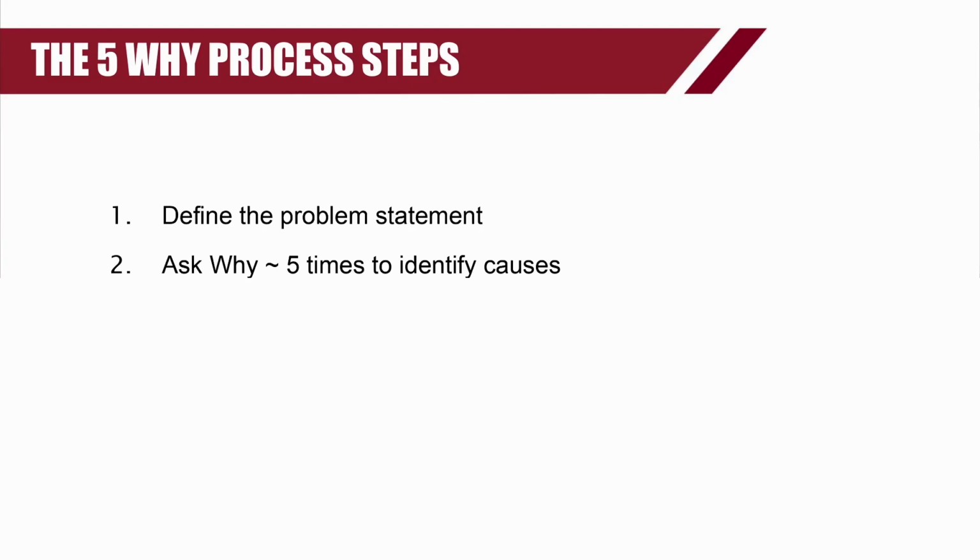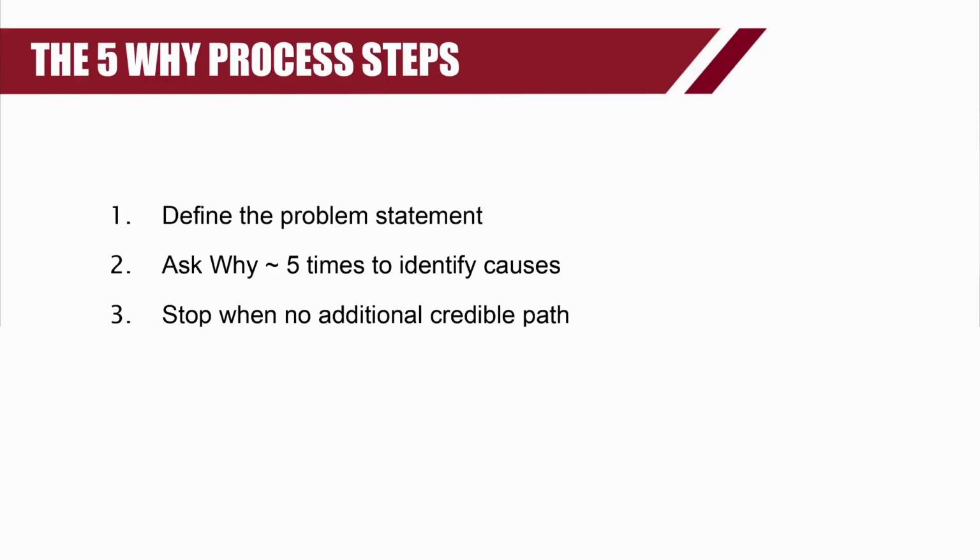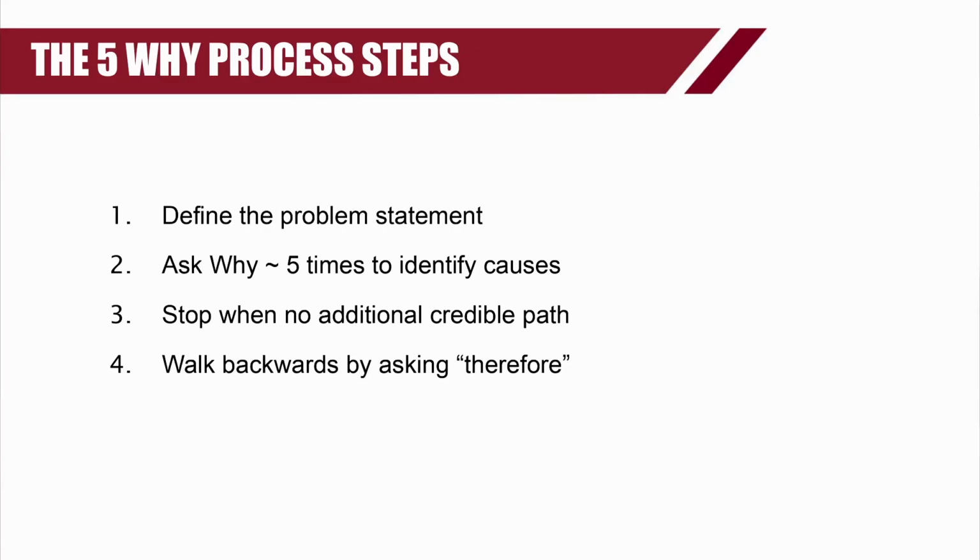The second step in the 5 why process is to ask why approximately 5 times. Now, this is sometimes more than 5 times, sometimes less than 5 times. It just depends on when you hit a point of no additional credible path. So what does that mean? That means when you continue to ask why and you start diverting away from your problem statement, that's the key to understand there's no reason to ask why any more times. And the last step that I would recommend is once you complete your 5 whys, is to walk backwards by asking therefore. And I'll explain that with an example coming up.